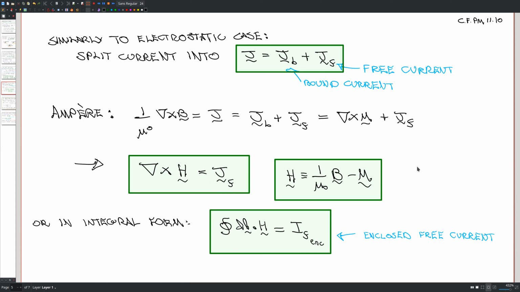So that's the definition of the H field itself. In the presence of matter, it's usually much more convenient to compute the H field rather than the magnetic field, because the H field hides within itself the complexity of the magnetization of your material, right?